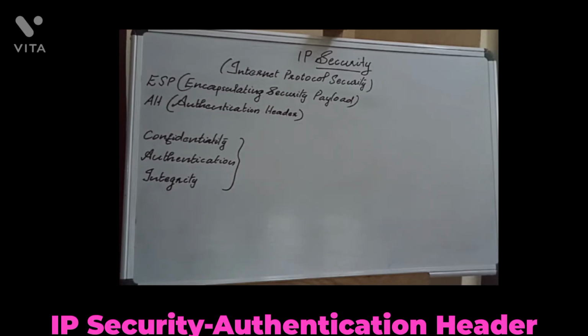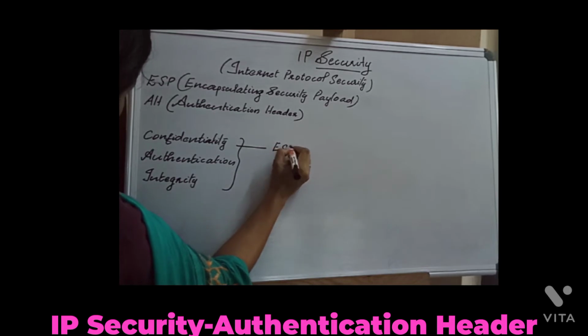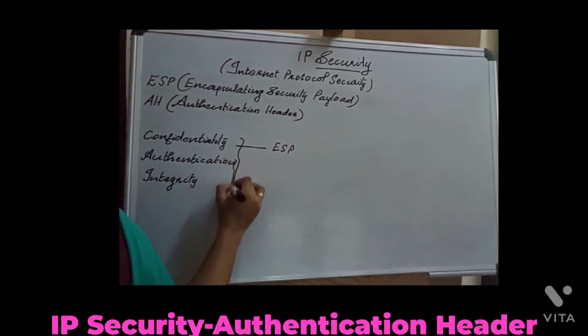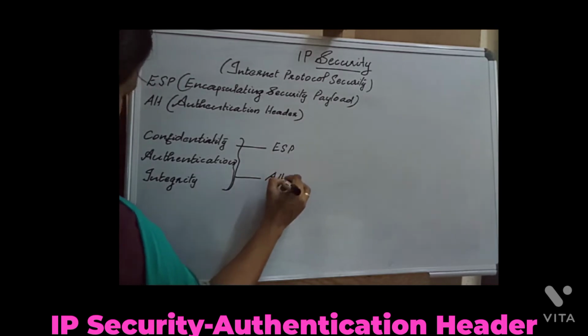First one is confidentiality. It is provided by using ESP. Confidentiality is provided by using ESP. These two, authentication and integrity, are provided by using AH.